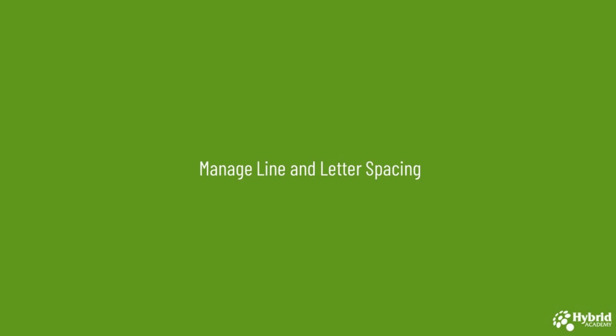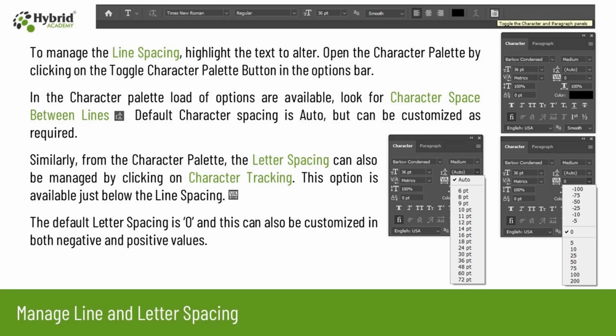Moving further, let's see how to manage line spacing and letter spacing of the text in Adobe Photoshop. To manage the line spacing, highlight the text to alter. Open the character palette by clicking on the toggle character palette button in the options bar. In the character palette, lots of options are available. Look for the character space between lines. Default character spacing is auto, but can be customized as required.